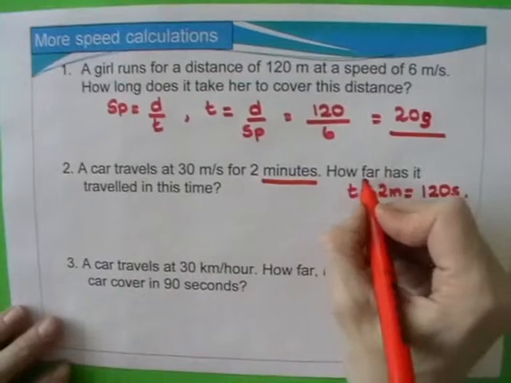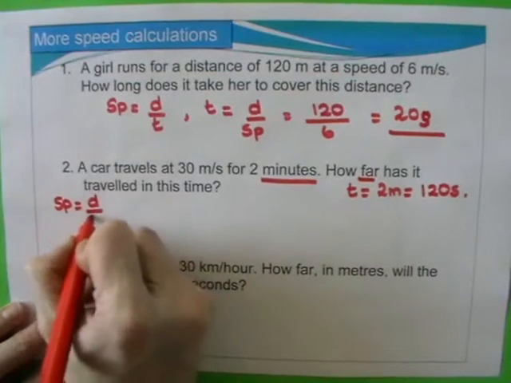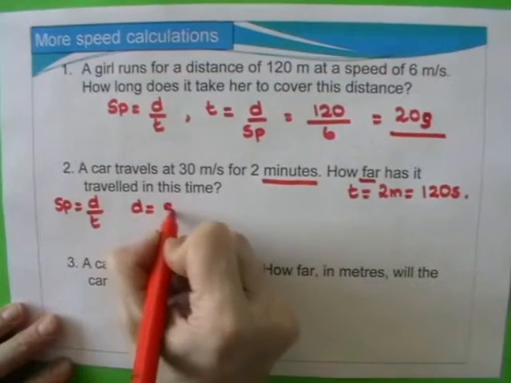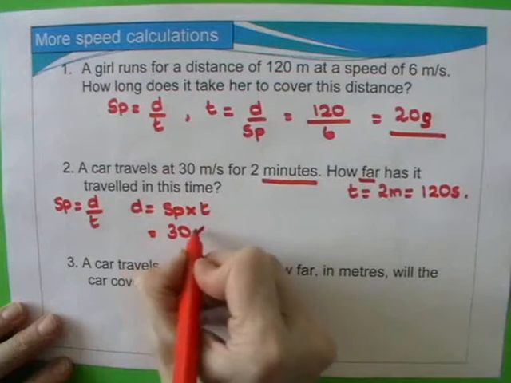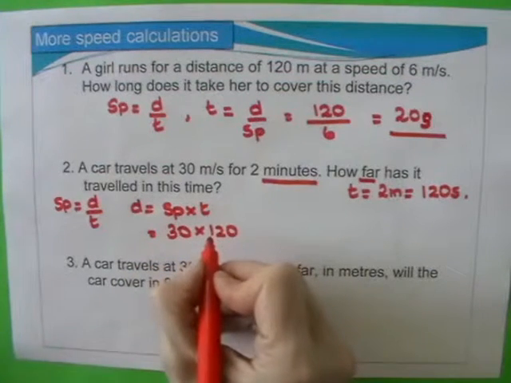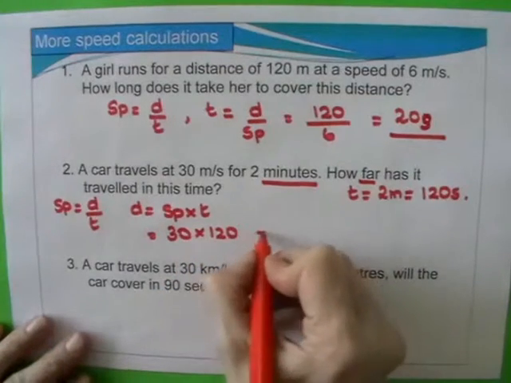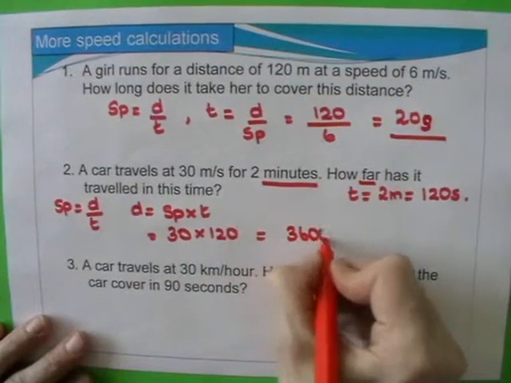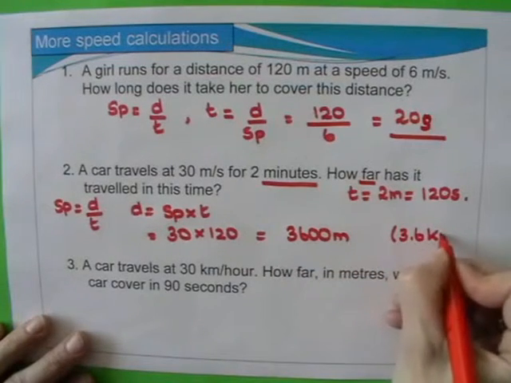So how far has it travelled? We need a distance. So speed equals distance over time. Distance is equal to speed by time. And that's speed of 30, and you're multiplying by 120. So we'll just do that for you, and that gives you an answer of 3,600 metres, which if you wanted to, you can convert into kilometres.